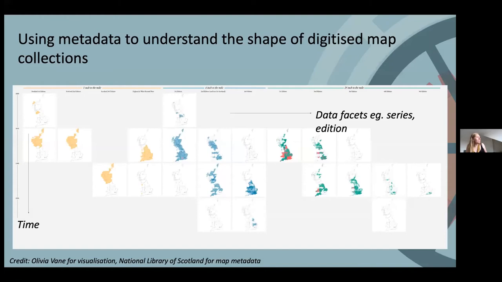And you can see here some of the maps work on our project. The maps team have employed visualization to do an analogous kind of scan of digitized collections of maps. So this image depicts the Ordnance Survey sheets from the National Library of Scotland. And to understand what we were working with, our colleague Olivia Vane developed visualizations like this to scan the collections for missing data anomalies, and in general to give us a bird's eye view of this map collection.